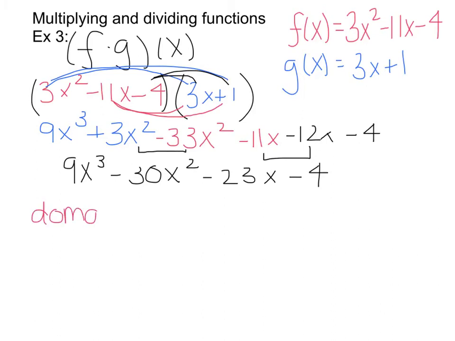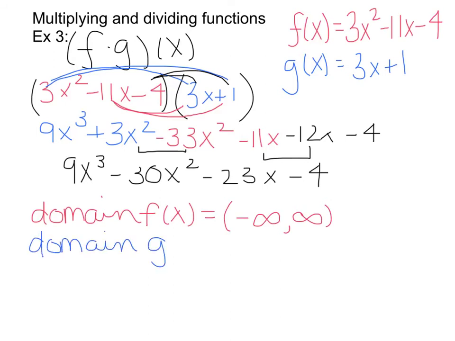So the domain, all right, I gave you 3x squared minus 11x minus 4. Since it's squared, that means it's a parabola, and the domain for a parabola is negative infinity to positive infinity. Now let's talk about the domain for g of x. They gave us 3x plus 1. This is a line, so the domain for lines is also negative infinity to positive infinity.